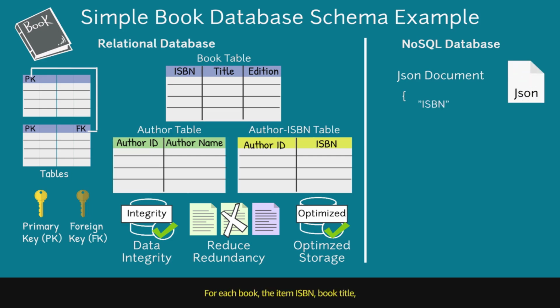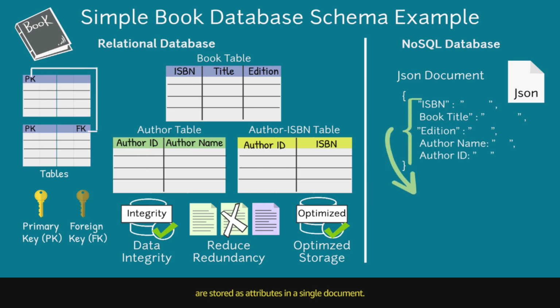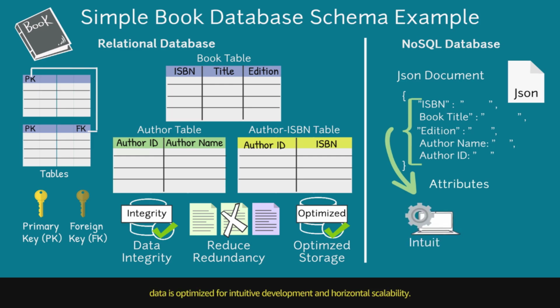For each book, the ISBN, book title, edition number, author name, and author ID are stored as attributes in a single document. In this model, data is optimized for intuitive development and horizontal scalability.